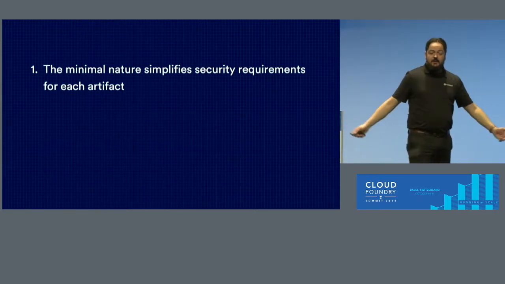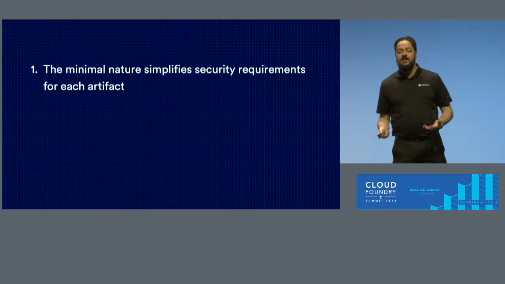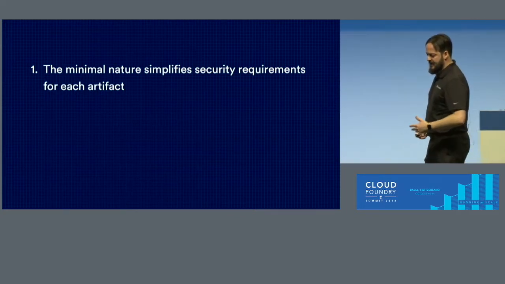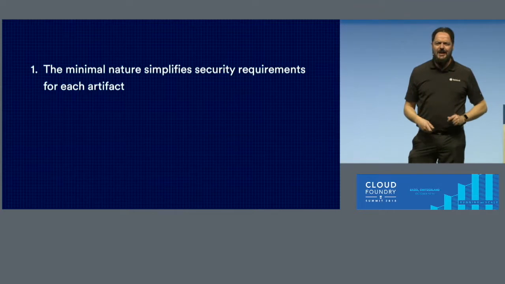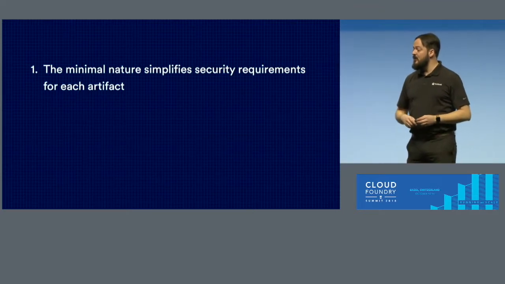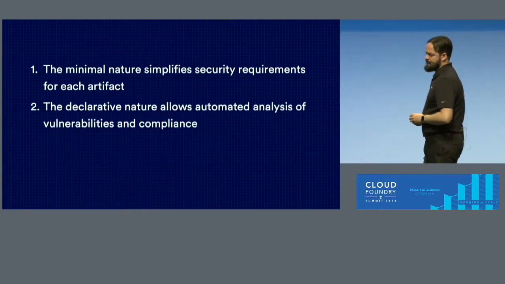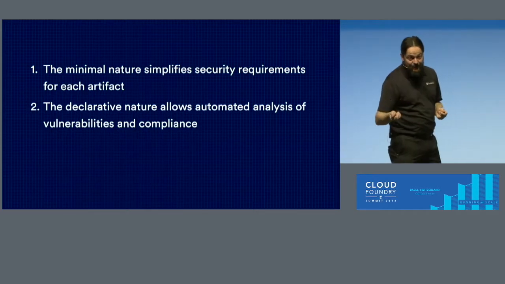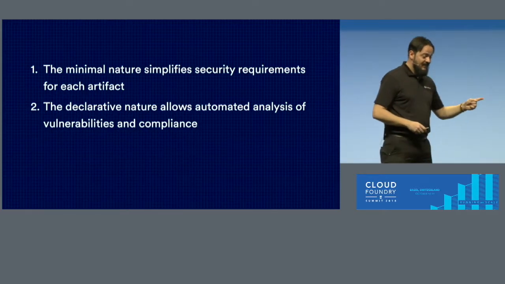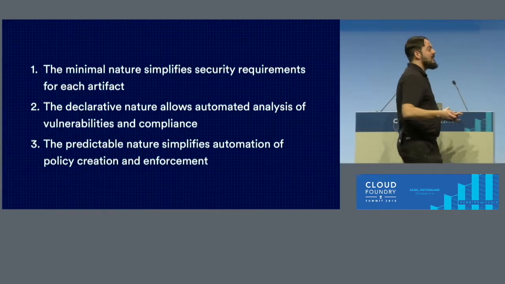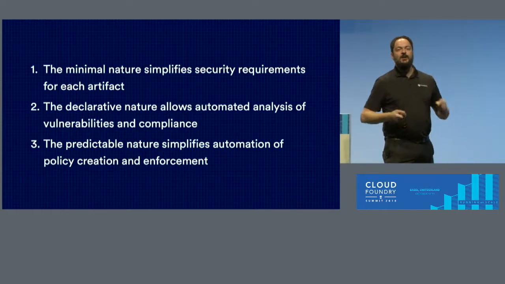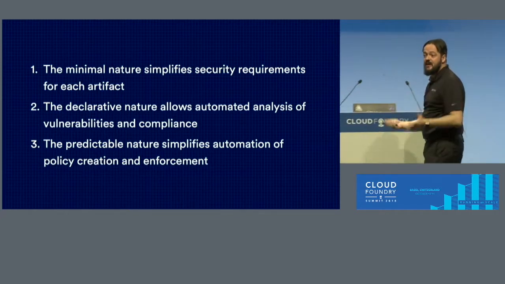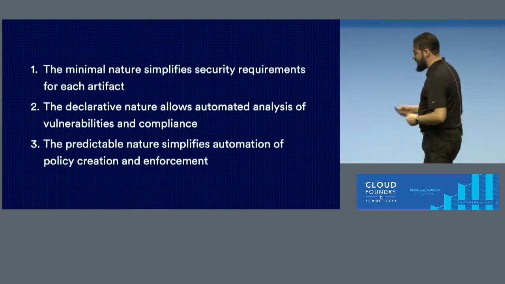Each artifact has security requirements for it. The conversation is easier when we go back to this idea of having this application, we want to put some testing in place, we want to have security requirements brought to the front. It's easier said than done. Well, having these minimal artifacts really enables that. The declarative nature allows automatic analysis for vulnerabilities and compliance, so it's easy to push vulnerability and compliance scanning to the beginning. And the predictable nature means we can automate policy creation. Because we can say that every time something is spawned, it's the same as that base image, we can automate that security around there. And that's tying into that automate, automate, automate.